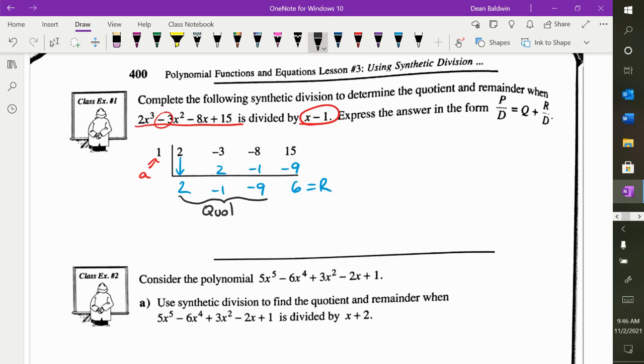This is your quotient. However, those are the coefficients of the quotient, and this is where you've got to do a little bit of thinking. If I have a cubic function and I divide by a linear denominator, power of 1, i.e. I'm going x cubed over x, what do I get? x squared. You get a quadratic. So that means that this quotient is actually 2x squared minus x minus 9.